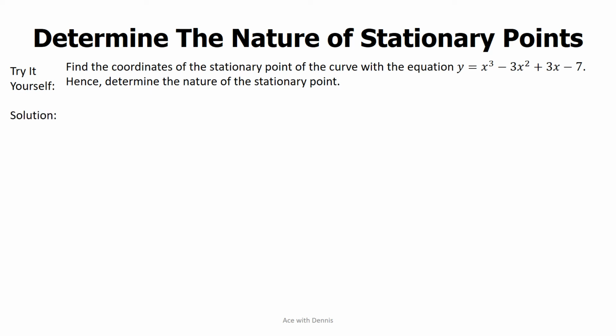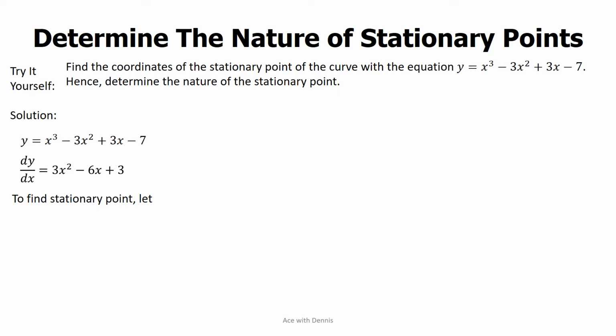Okay, here is the solution. Given the equation of the curve is y equals x cubed minus 3x squared plus 3x minus 7, so we want to find dy over dx. For this case, dy over dx is 3x squared minus 6x plus 3.